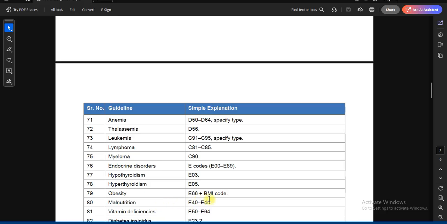Along with that, we need to use the BMI code also. If the documentation contains only BMI, we can't code. If you want to code obesity or BMI, we need to have both obesity as well as the BMI. Without obesity, we can't code the BMI code. For malnutrition, we have E42, E46 series. For vitamin deficiencies, we have codes from E52, E64 series.